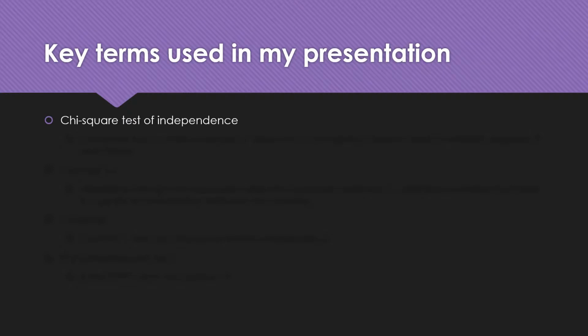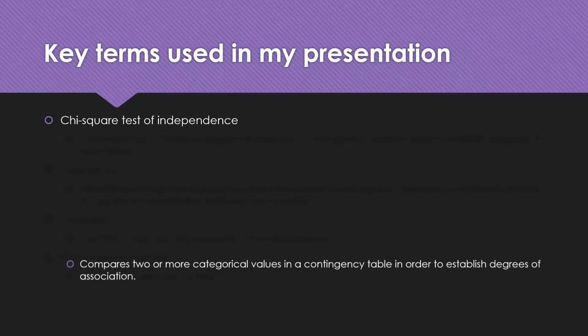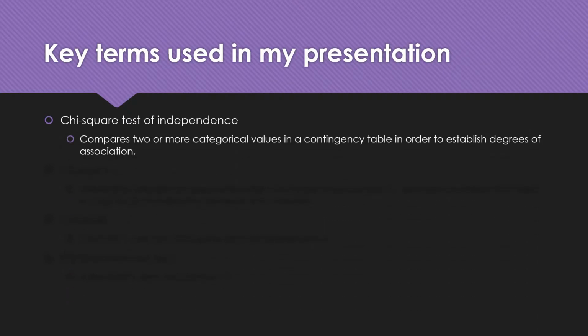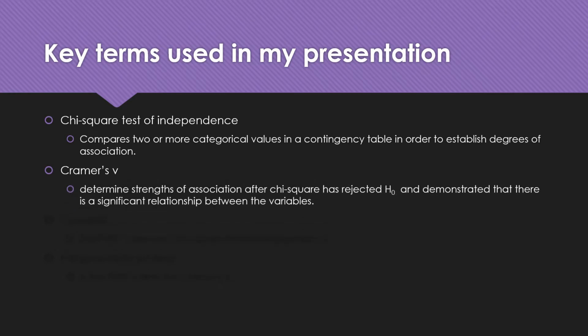The chi-square test of independence compares two or more categorical variables in a contingency table in order to establish the degrees of association between them. The Cramer's V is a post-test tool used to determine the strength of relationship between the categorical variables in the chi-square test after the test has rejected the null hypothesis.